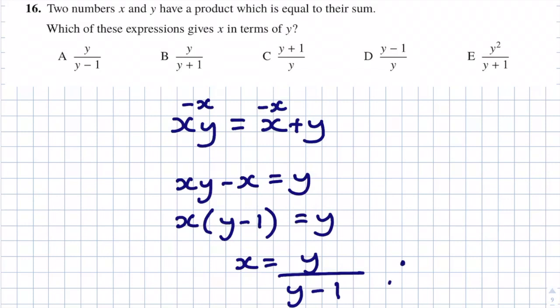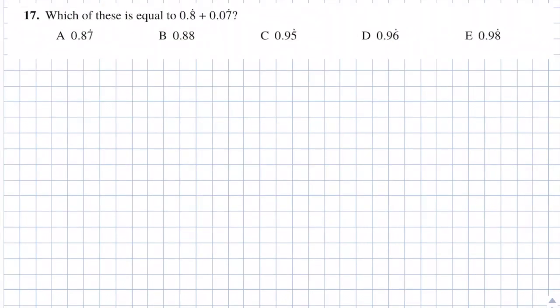So therefore, final answer equals A. Question 17. Which of these is equal to 0.8 recurring plus 0.07 recurring?